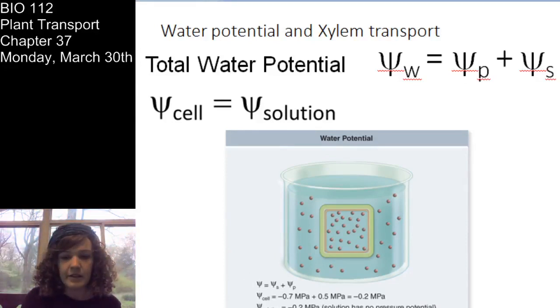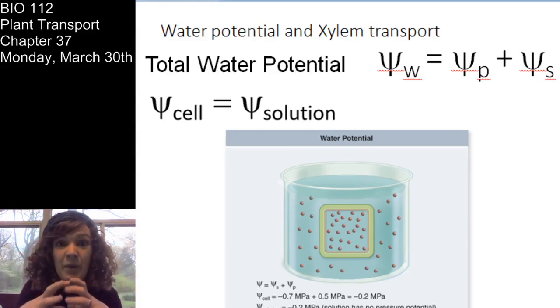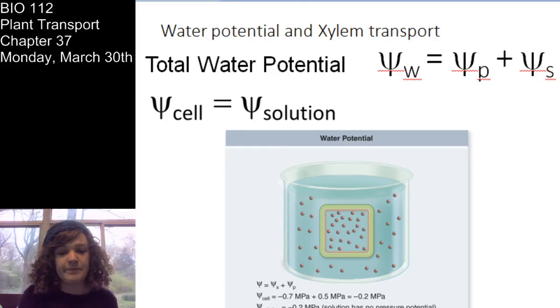Okay, so it's good to think about this, and practice it. Use a little whiteboard and be like, okay, if there's more solutes outside the cell, and fewer inside the cell, then water is going to move out of the cell, right? Because you're going to have higher solute potential in the cell. Okay, and then that would actually cause the cell membrane to come away from the cell wall, and that would cause the plant to wilt.